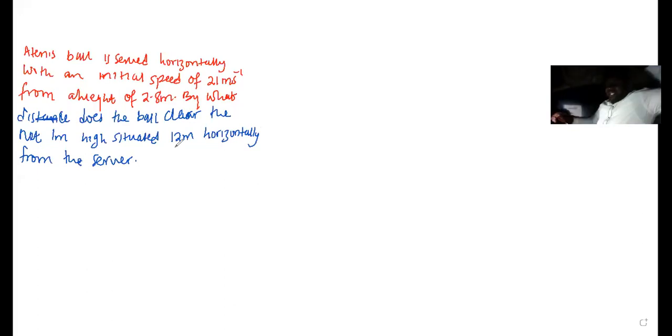This number is in understanding mechanics. It says a tennis ball is served horizontally with the initial speed of 21 meters per second from a height of 2.8 meters. By what distance does the ball clear the net, 1 meter high, situated 12 meters horizontally from the server?